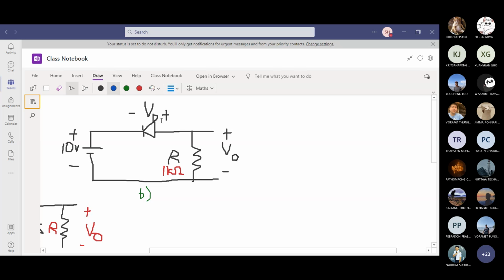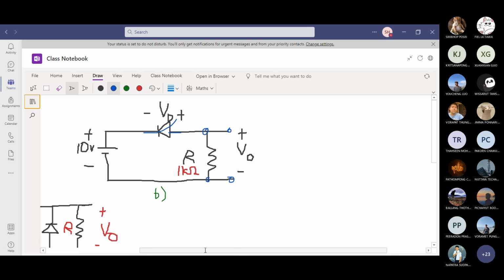It is off. Off, open switch. No current flows. So what is V out? 0. Yes. V out is the same as VR, same parallel node. When there is no current, what is VR? Ohm's law, I times R. I is 0. Therefore V out is 0.